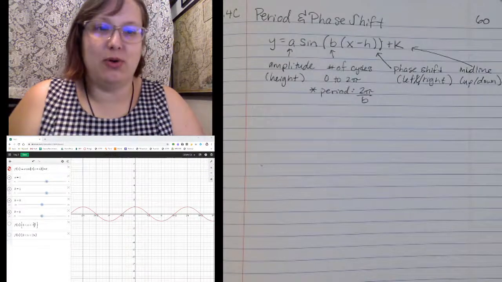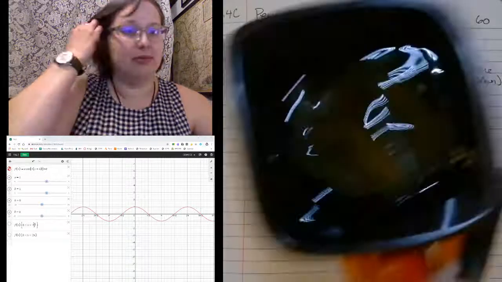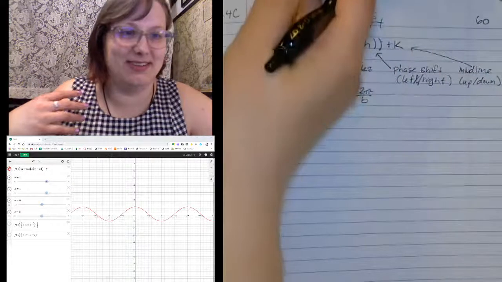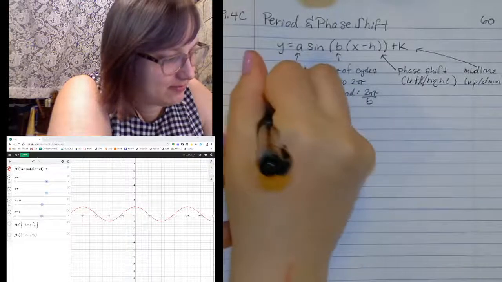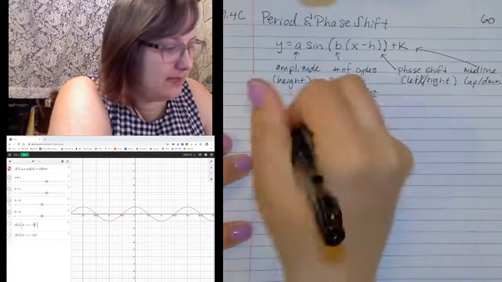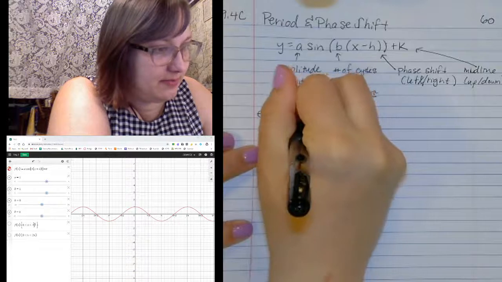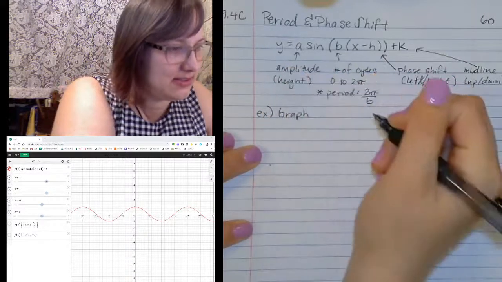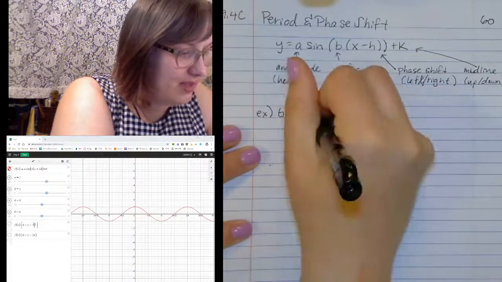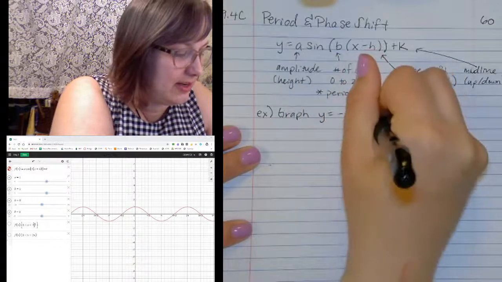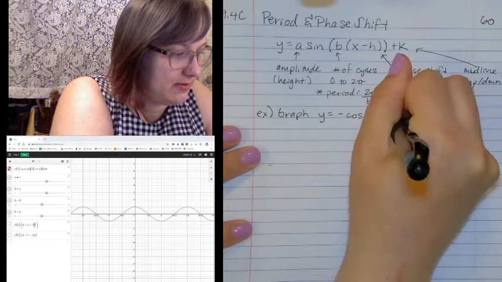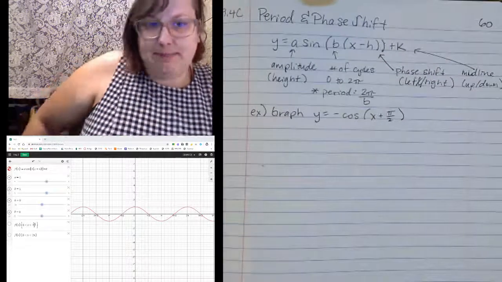Alright, I don't know if you have that, but you can pause me if you're not ready yet. So we're going to move on. Let's do 3 examples today. We're going to graph all of them. Let's start with y equals negative cosine of x plus pi over 2. Okay?